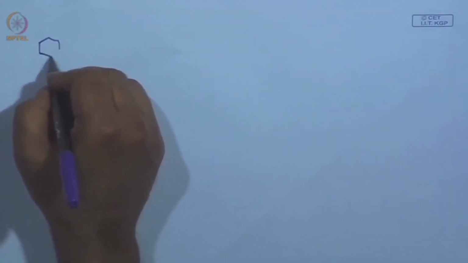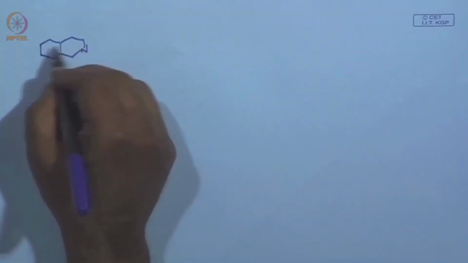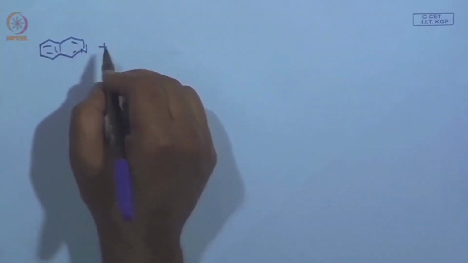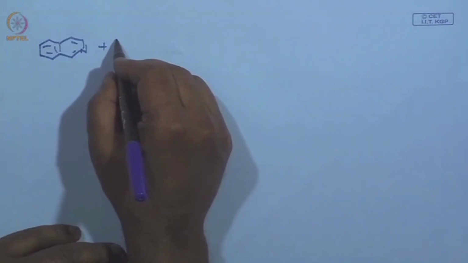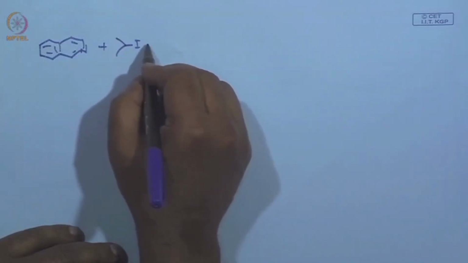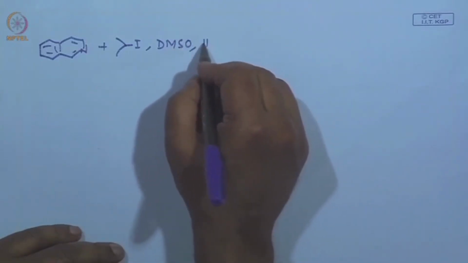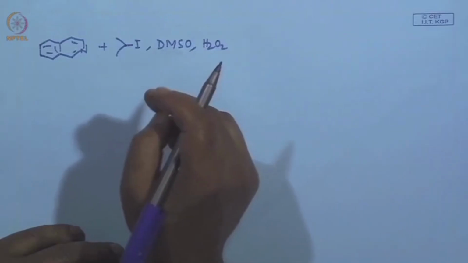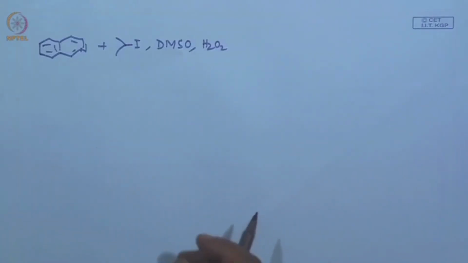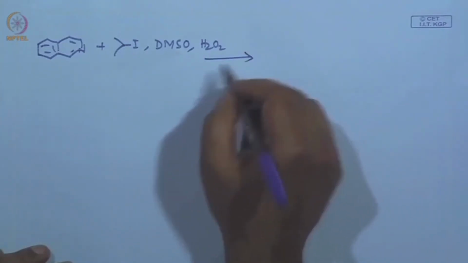Like this was in last year's exam. If you have isoquinoline and then treat this with isopropyl iodide, DMSO and hydrogen peroxide. So, what do you expect? I mean, it is a little difficult though.